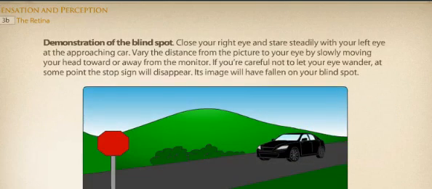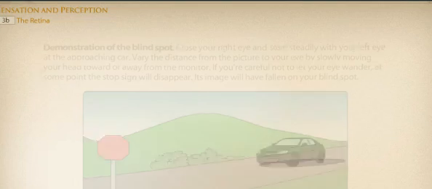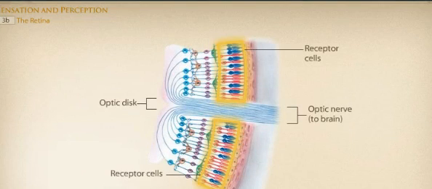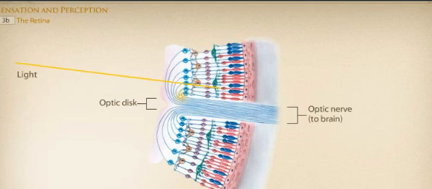So here's a demonstration of the blind spot. Now, I think there's probably one in your textbook. It's probably easier to do in the textbook than to do it online with me. But there is a blind spot in each one of your eyes. So the retina contains millions of receptor cells that are sensitive to light. Surprisingly, these receptor cells are located in the innermost layer of the retina. Hence, light must pass through several layers of cells before it gets to the receptors that actually detect it.